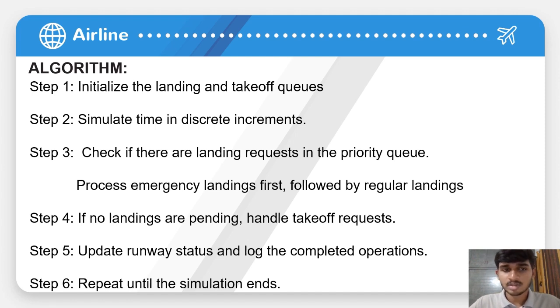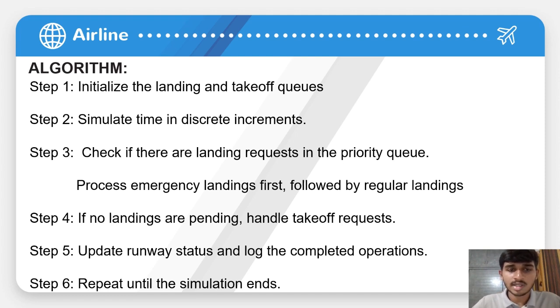The next step is to simulate time in discrete increments. So we'll assign a certain time for one plane and we'll increment it with the desired amount of time, which gives the data of the next plane which is to land or take off at that point of time.